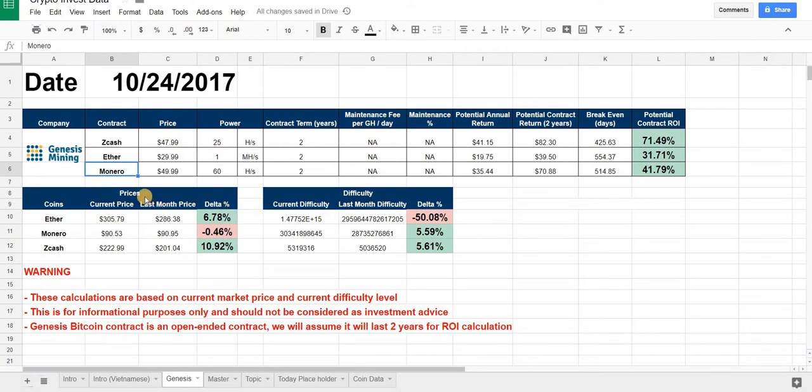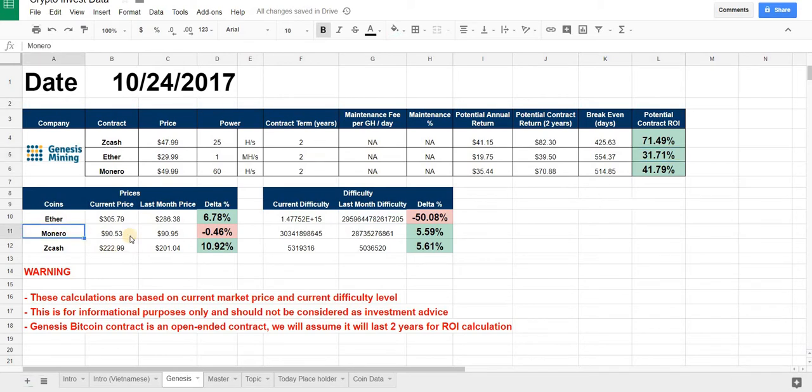Now let's take a look at the price versus the difficulty level. For Ethereum, the current price is about $305. Last month it was about $286. So the Ethereum price has gone up 6.78% in the last 30 days. The difficulty level is seen as down 50%. I have said this in many videos: because of the hard fork, this number is not reliable, and it's definitely not a factor in the return on investment at all.